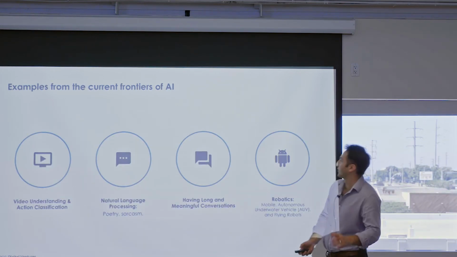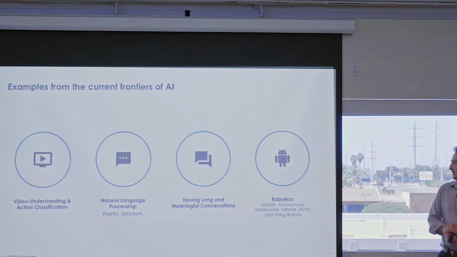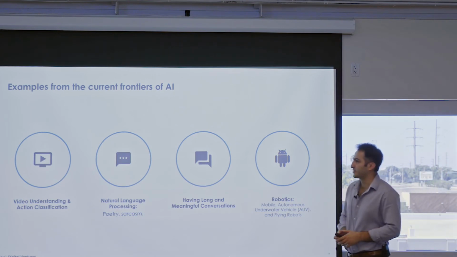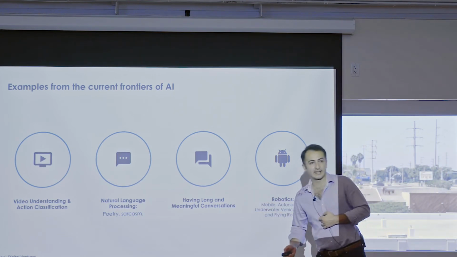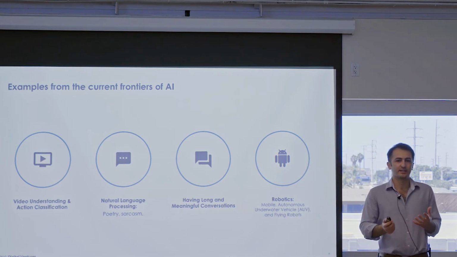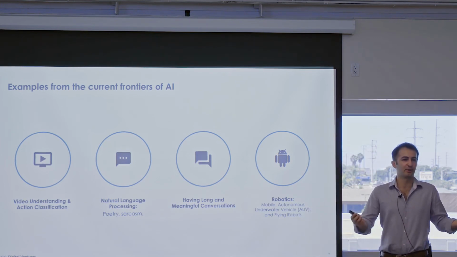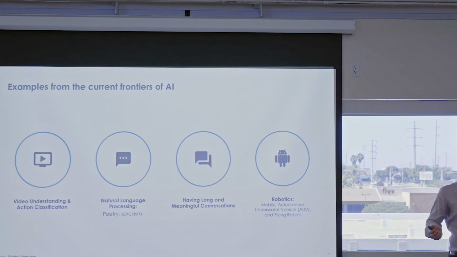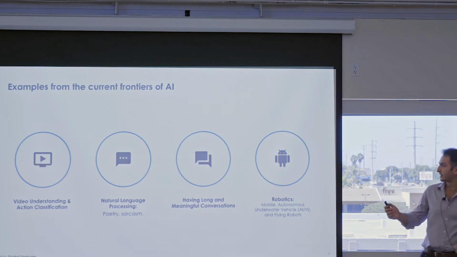Okay, what are the frontiers of AI right now? Basically, there are different things in research these days, such as video understanding and action detection for classification. We want to see what harmful actions are involved. We have cameras in the streets and we want to see if a person is acting like a terrorist or whatever. Or in a store, we want to see if the person is shoplifting or not. These are the applications of that.